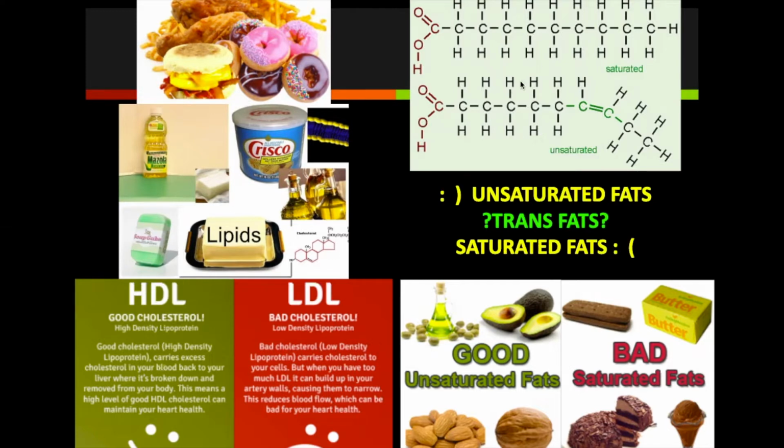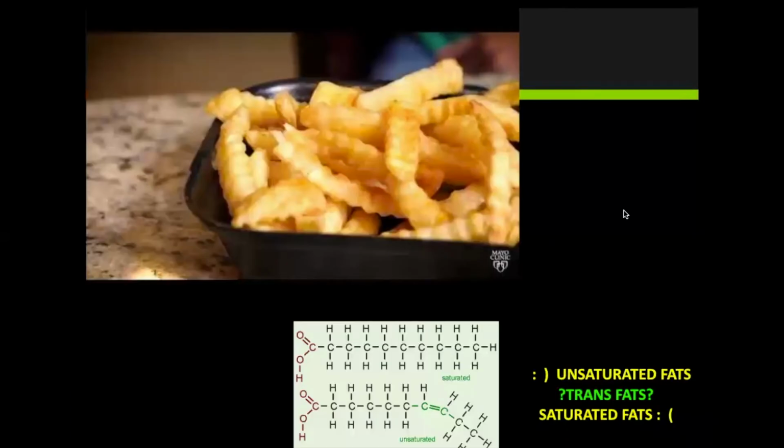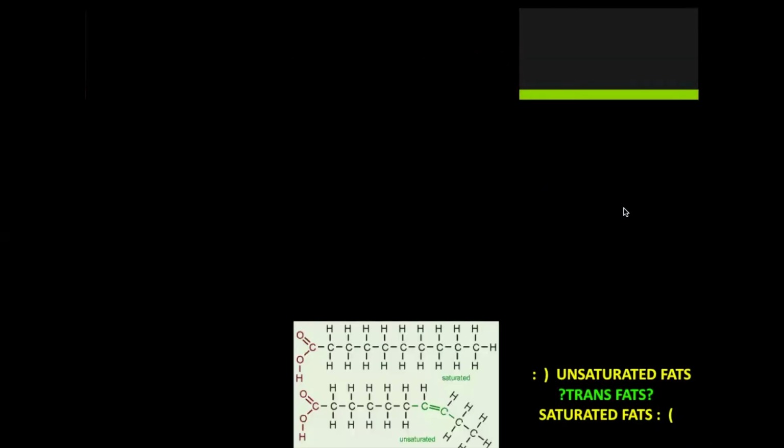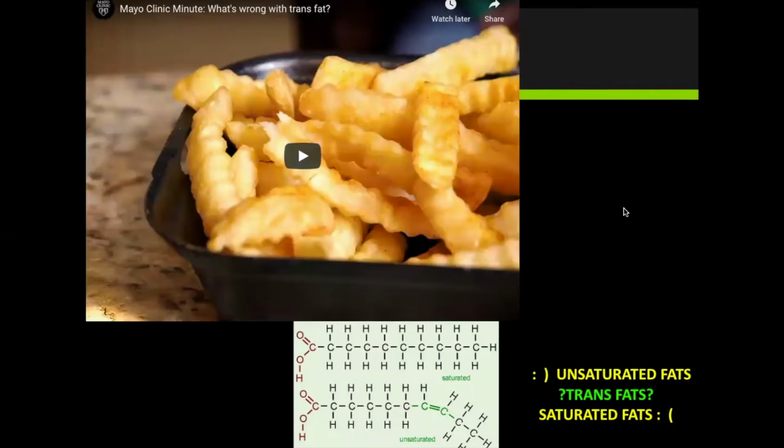Now, if we wanted to think about how people make unhealthy fats, because they're artificial, it's actually a fake fat. Let's take a look.